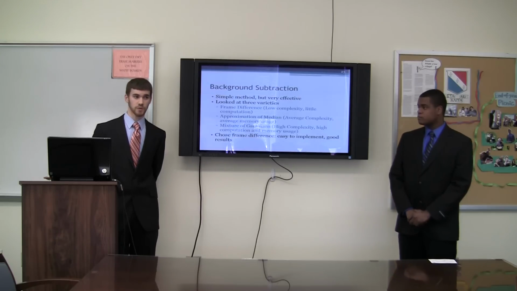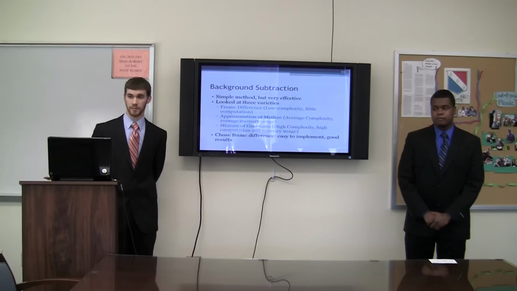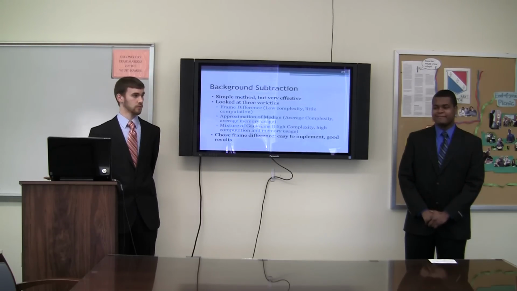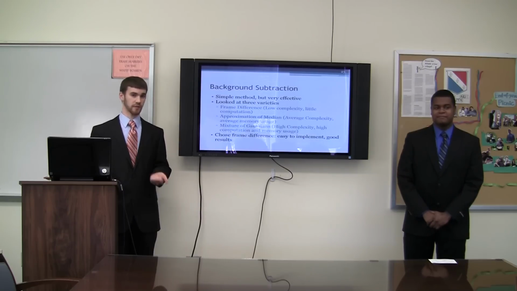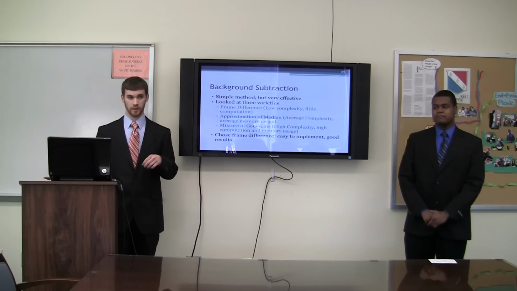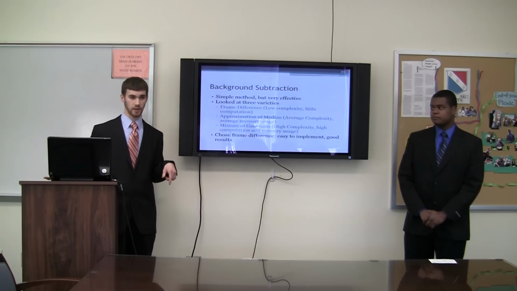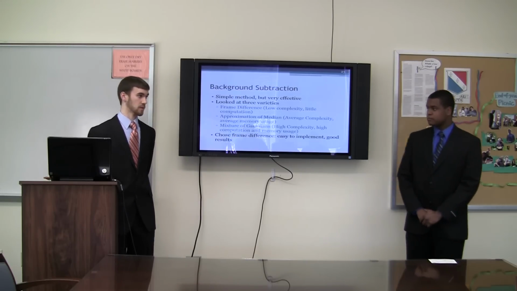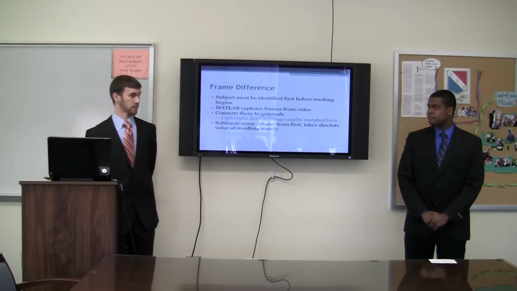The method we used for image processing was called background subtraction. It's a very simple method, but it's also very effective. There are 3 different varieties. We looked at frame difference, approximation of median, and mixture of Gaussians. In that order, they go from low complexity up to high complexity, and low computation up to high computation. We chose frame difference because it was easier to use and it gave us adequate results for our purposes.